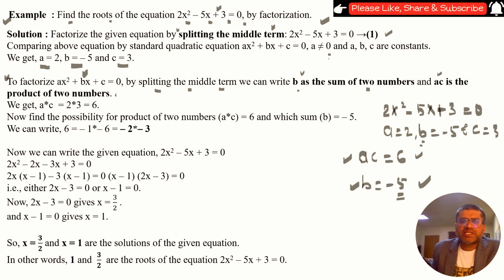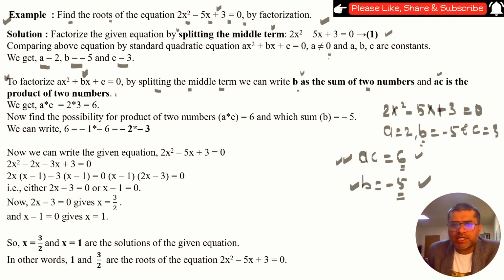In splitting the middle term, we check the combination of two numbers whose product is 6 and whose sum is minus 5. If the product is 6, what do you think about these two numbers?